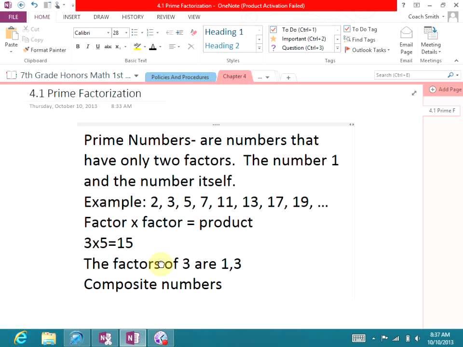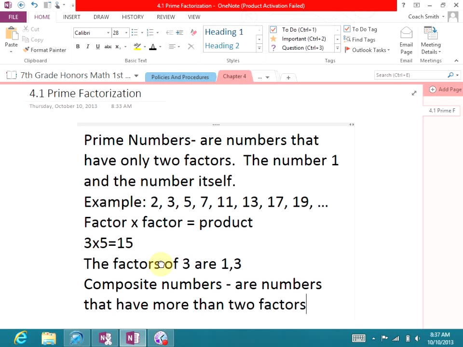Composite numbers are numbers that have more than two factors. Obviously there's a whole host of these, and you start with 4. You have 4, 6, 8, 9, 10, 12, 14, 15, 16, 18, and it just keeps on going, but they're numbers that have more than two factors.